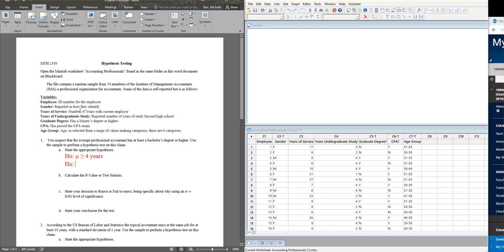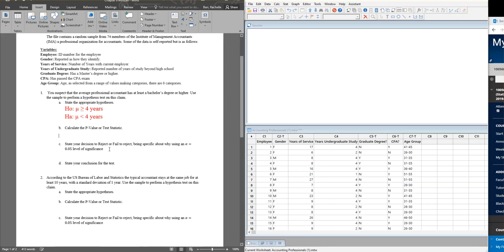All right. Yeah, because it's years of education or years of study beyond high school. And then for my Ha, I'm going to do my average is less than 4 years. You'll notice I include my units with my Ho's and my Ha's. I do this because it helps me double check to make sure it has units. If it doesn't have units, you're dealing with a proportion. So if you're suspecting you're going to be using means, just watch yourself. That's a good way to avoid that.